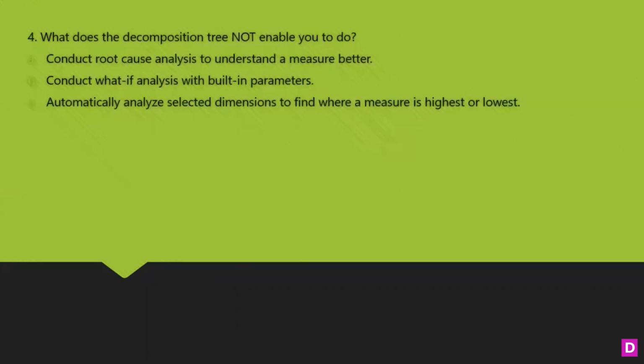Next question. What does the decomposition tree not enable you to do? Conduct the root cause analysis to understand and measure better. Conduct what-if analysis with the built-in parameters. Automatically analyze a selected dimension to find whether a measure is highest or lowest. So that's what I think, because in A, yes, definitely it enables us. That's the purpose of the decomposition tree, to find the root cause analysis to understand and measure better. Conduct what-if analysis with built-in parameters, yes, that is the purpose. And automatically analyze, that's not available. So I think the answer for this question is C, and I hope you can understand why.